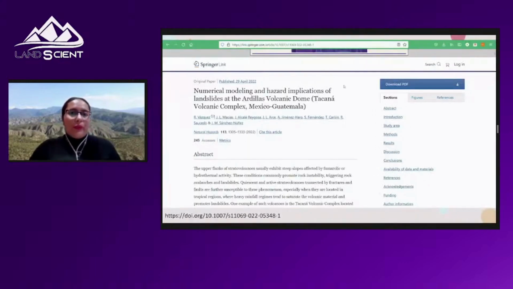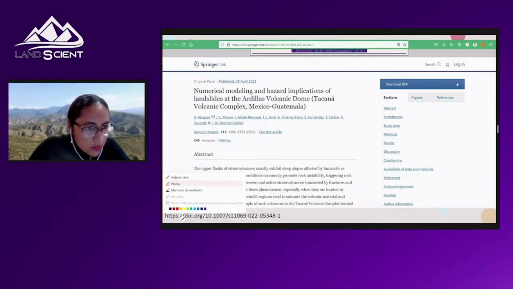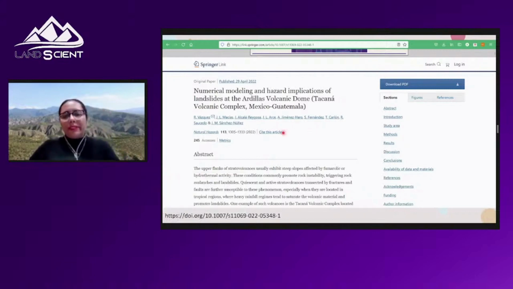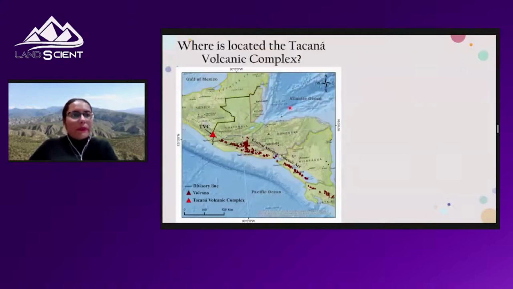And just to begin, let me share with you the name and where you can find my paper, which is published in Natural Hazards Journal. Here is the DOI, and I think I'm going to use this one. Okay, better. Just to let you know where you can find one of our works.